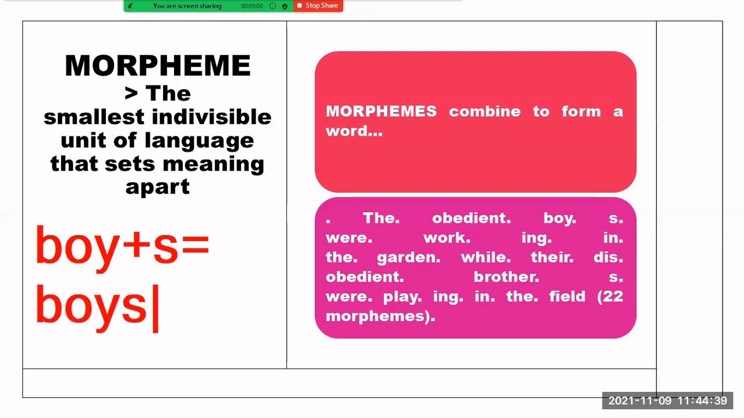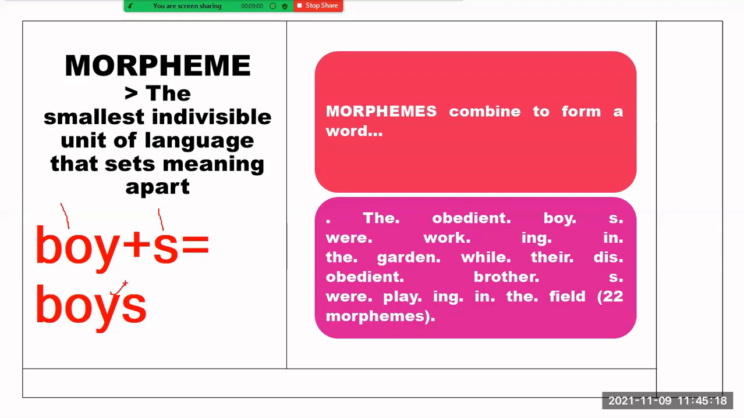Boys, all right? So you have two morphemes here. Boy and S are morphemes. So a morpheme is a letter or a group of letters, all right? Is a unit. Is the smallest indivisible unit of language. For instance, you can't break boy down into any further parts. So also you cannot break down S, but S can combine with boy to give you boys, all right?